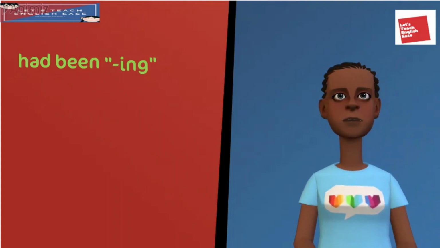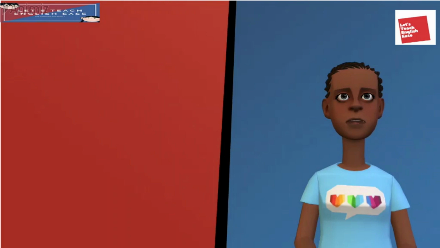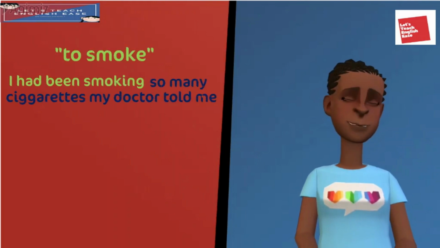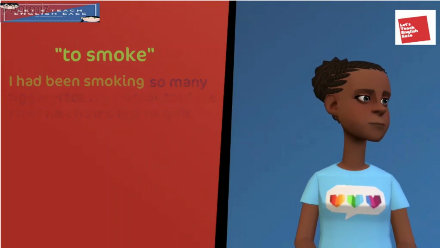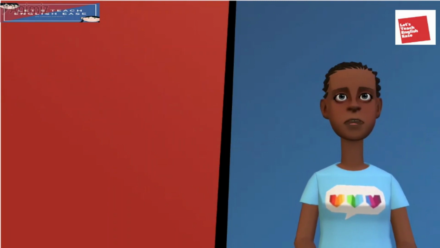We will use the bad habit example. Our action verb is to smoke. I had been smoking so many cigarettes my doctor told me I had no choice but to quit. The next few examples should make this even more clear.